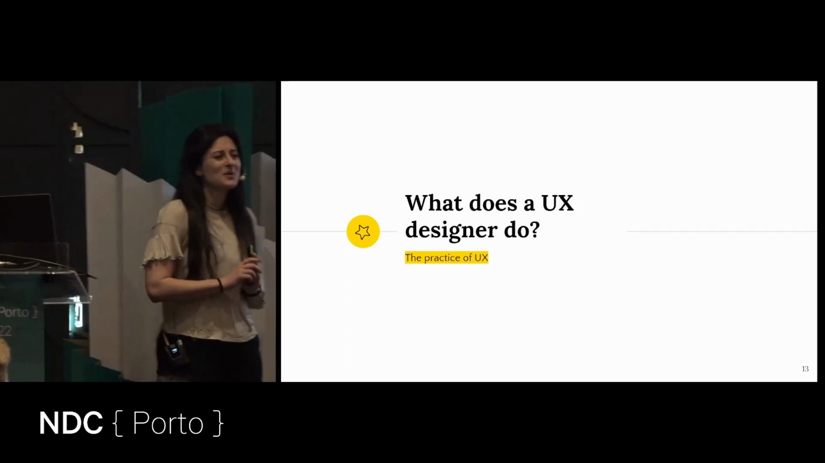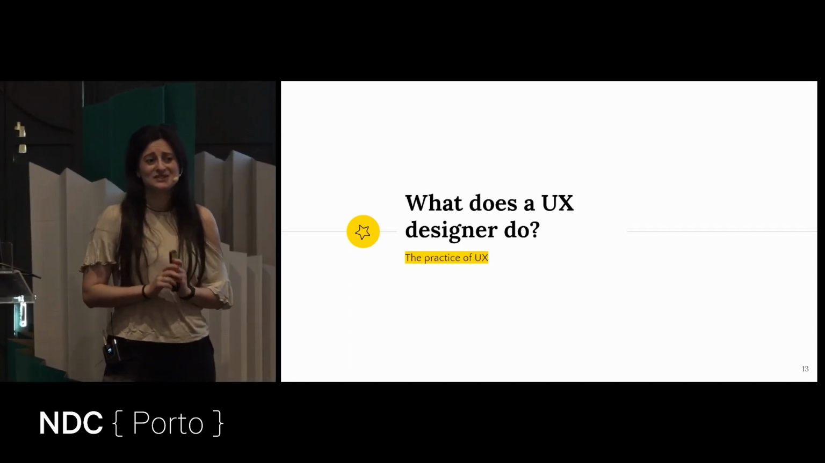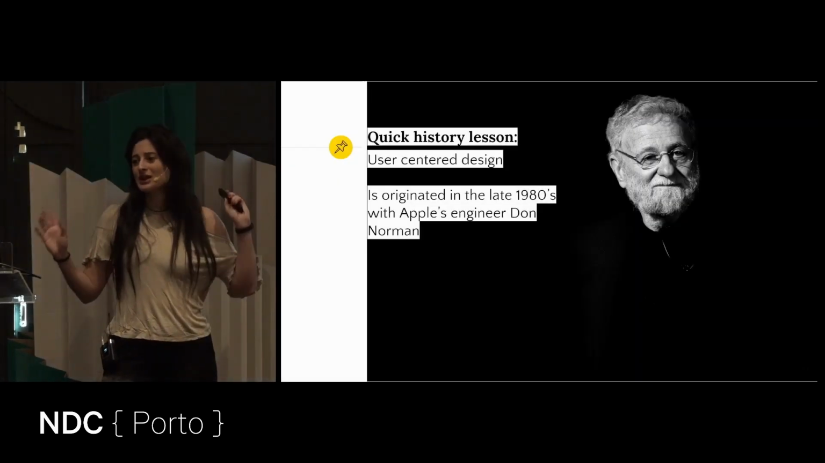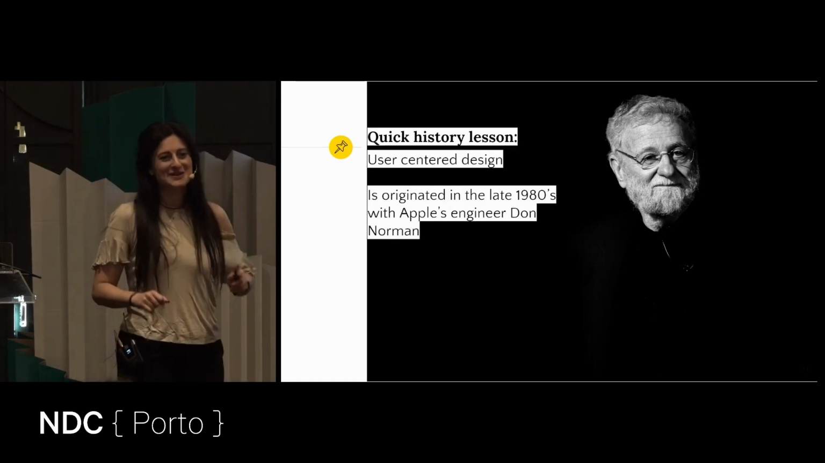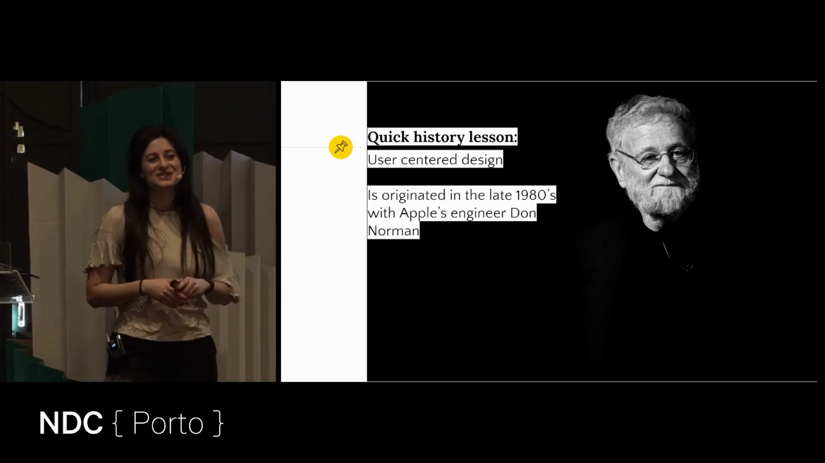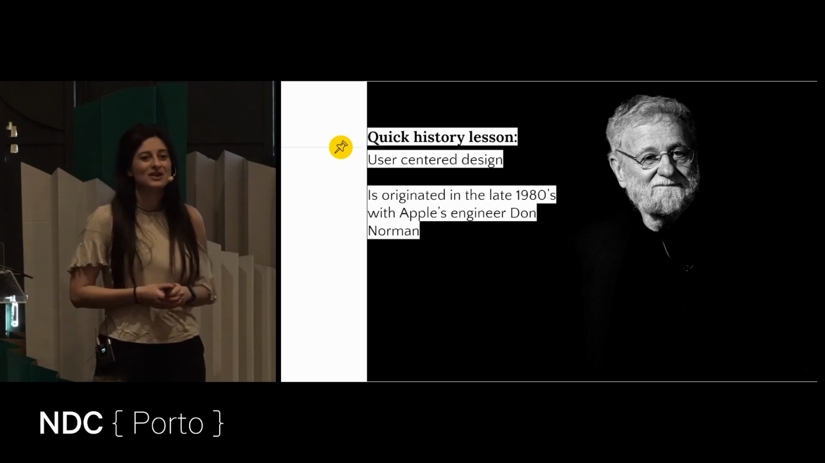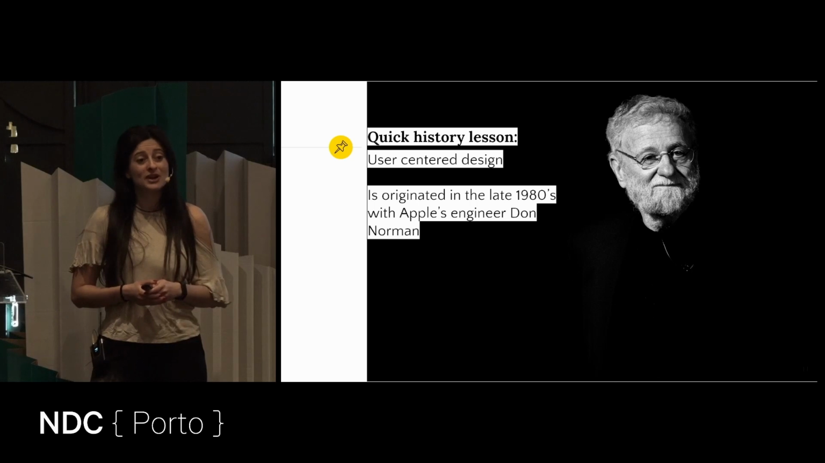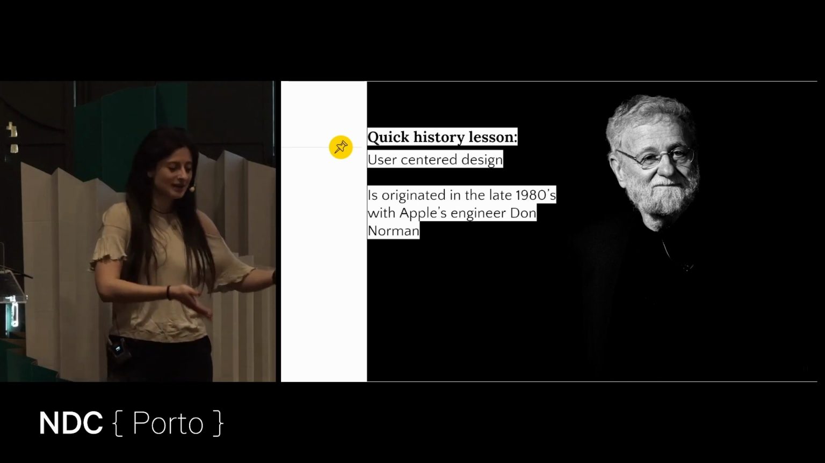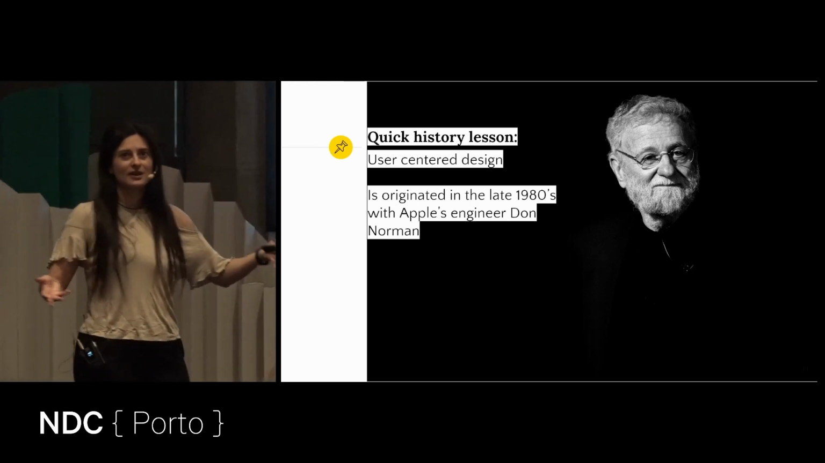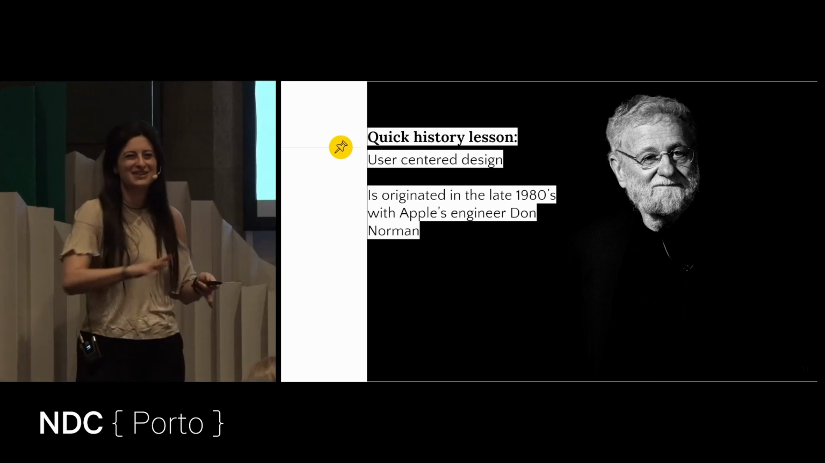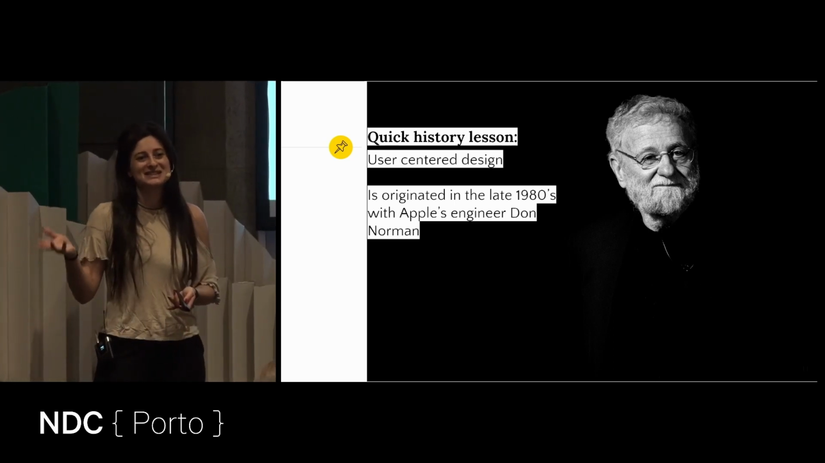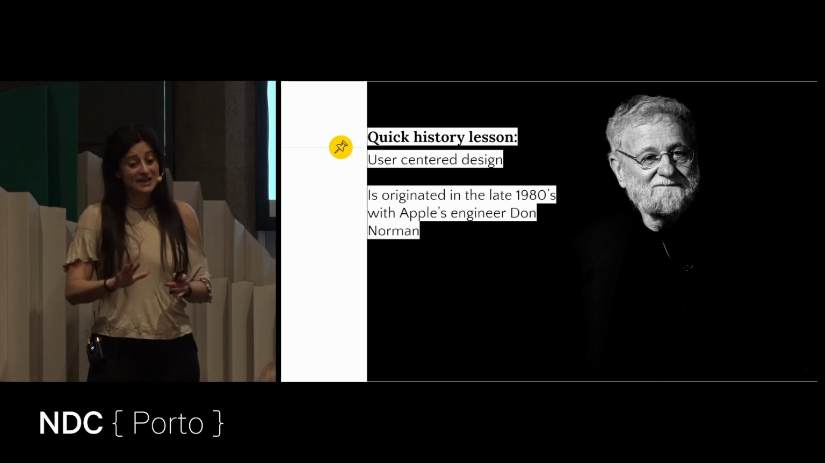And now let's check what a UX designer actually does. But before that, we will have a very quick history lesson about design. So here in the image, you can see Don Norman. He is the pioneer of user experience, and he started working at Apple. Before that, he studied electronic engineering, I think somewhere in the USA. And then he did a master's in design and in psychology.